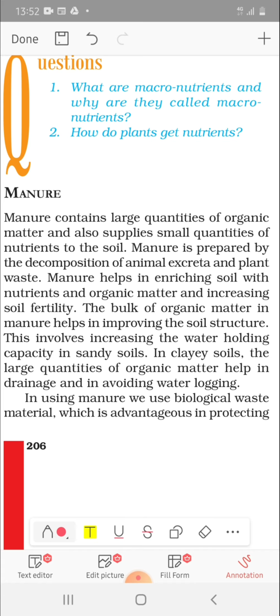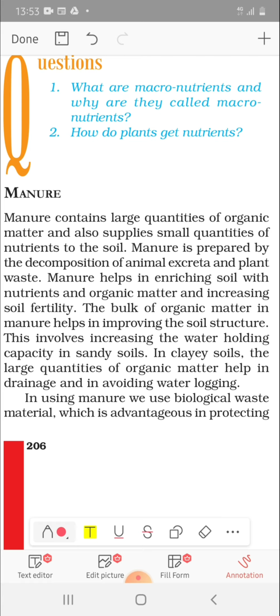The compost is rich in organic matter and nutrients. Compost is also prepared by using earthworms to hasten the process of decomposition of plant and animal refuse. This is called vermicompost. That means composting is decomposition of the plant and animal waste in a pit, and when we add earthworms to this, that is what we say vermicompost.